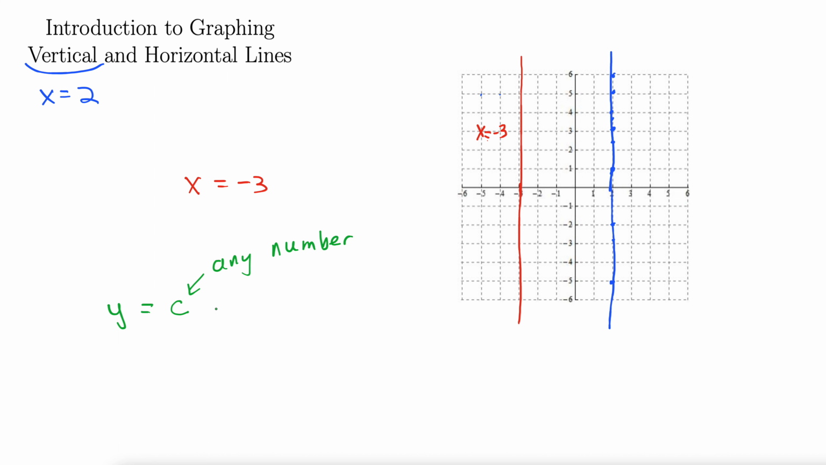No matter what, this is going to be horizontal. Okay, and x equals any number. That's going to be vertical. And you can put in whatever number you want there for c. X equals 10, x equals 100, y equals negative 50, right? It'll just tell you which line to graph.